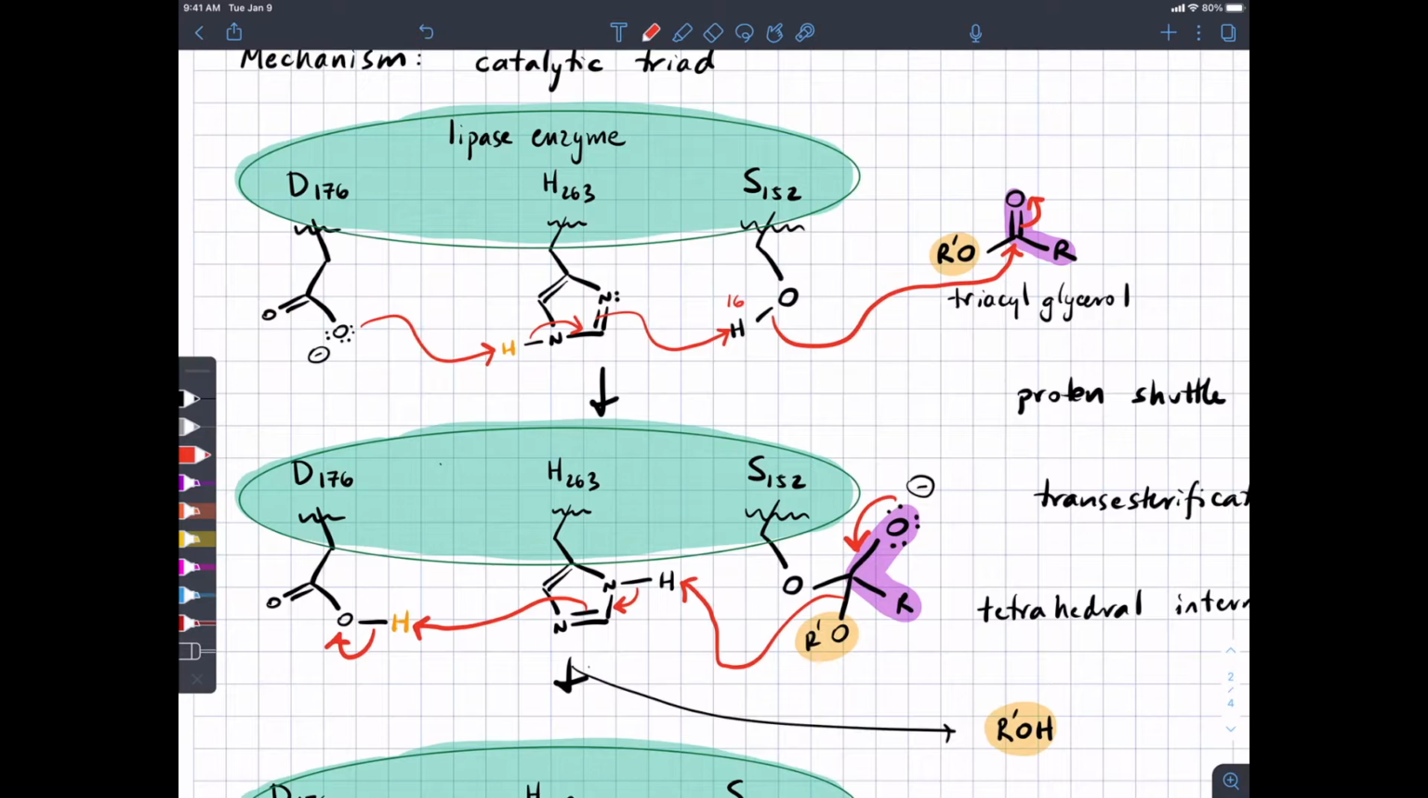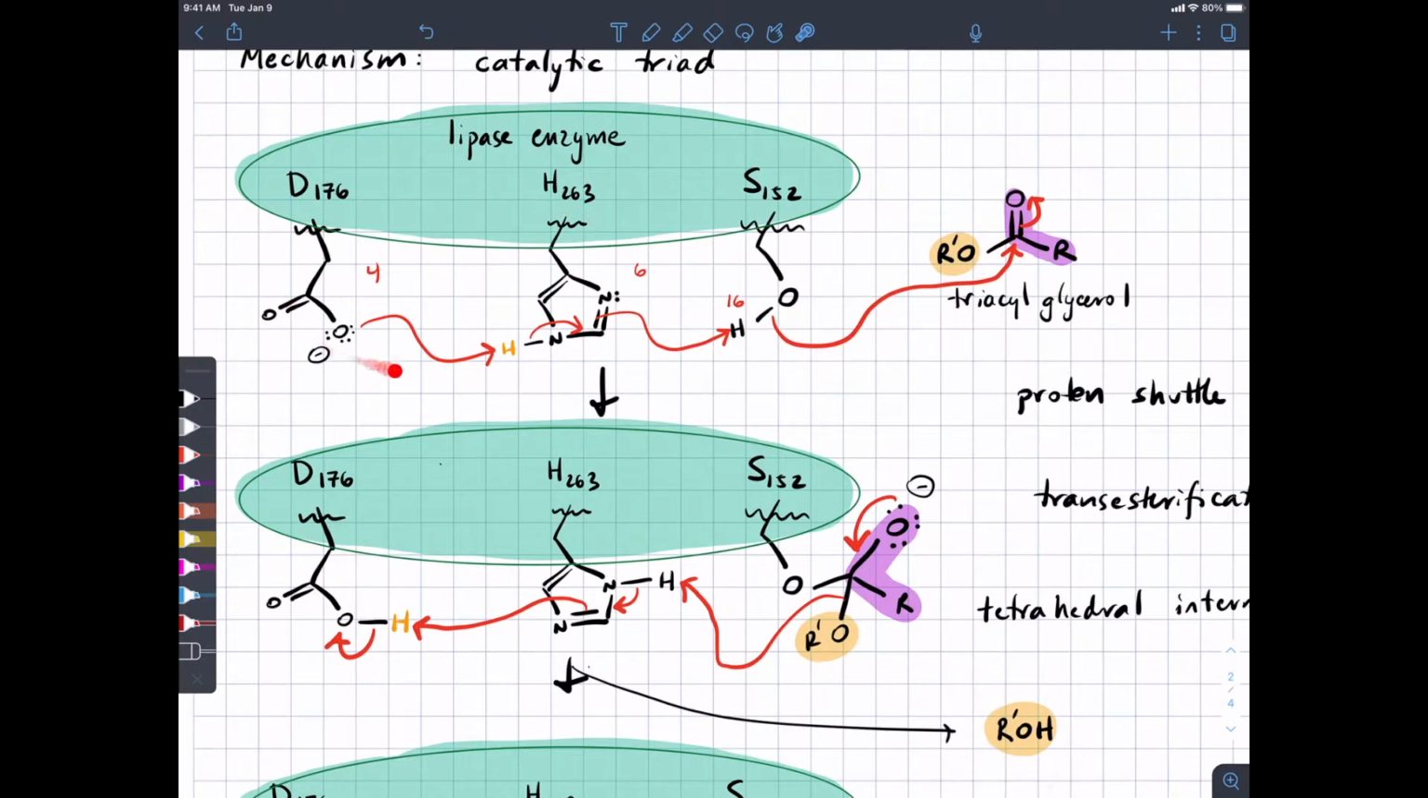When it's protonated, what is the pKa of the conjugate acid of histidine? 6. And what is the pKa of the conjugate acid of aspartate? 4. So it should frankly be kind of weird that histidine is able to deprotonate serine, because the pKa's tell you that's not favorable by a factor of 10 billion. And then it also should not be that favorable for aspartate to deprotonate histidine.